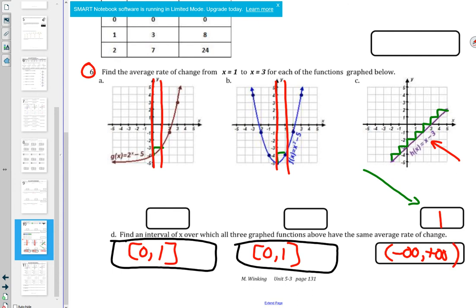But again, now that I happen to notice that these first 2 had the same one, that's probably what they meant: to find one single interval where, just by coincidence, these all happen to have the same rate of change, and that would be if this last one has the same rate of change everywhere. Yes, it also happens to have that rate of change over 0 to 1. That makes sense to you? All we're doing is finding slope.